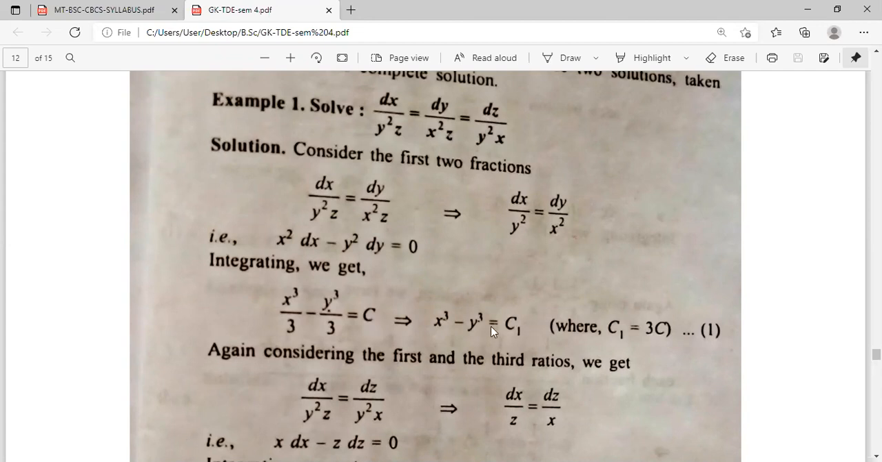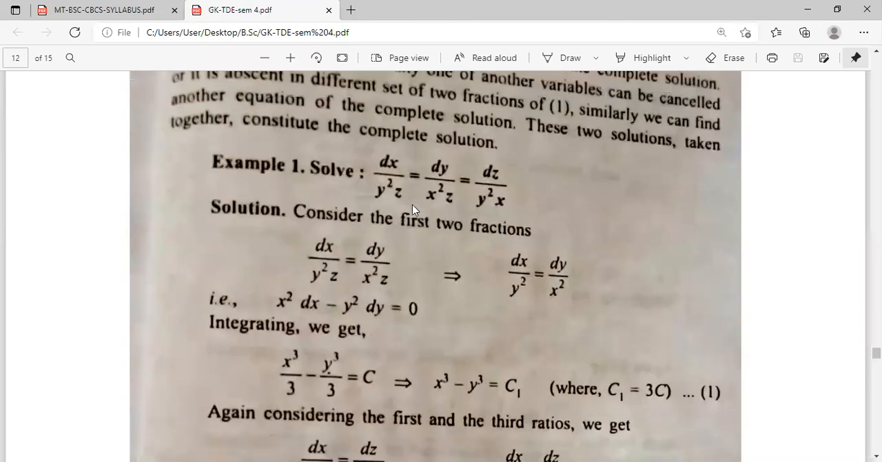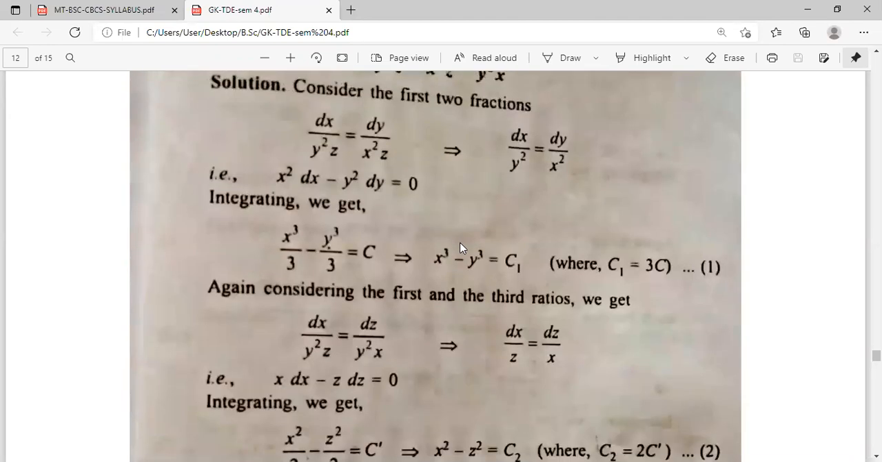Okay. Now what we got totally is x cube minus y cube equals 3c, in the sense that we take it as c1. Now you got one solution. This is by cancelling the terms. Again consider the first and third ratios.